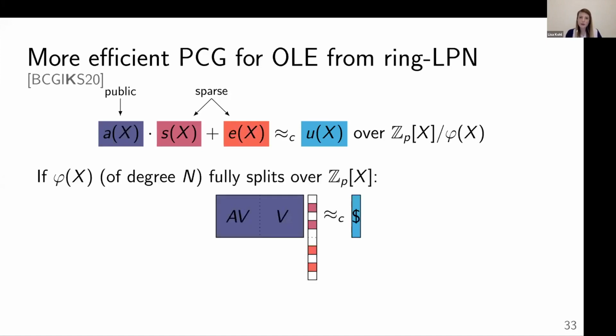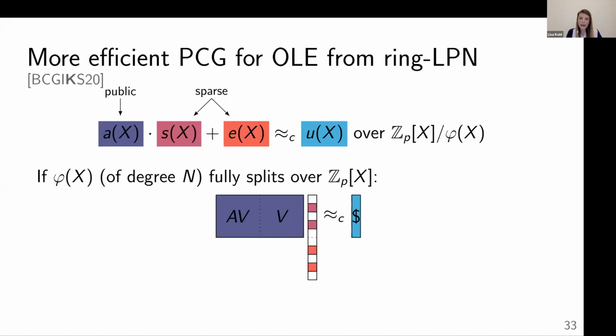And you can actually also put it in the picture that I had before, because if phi fully splits over F_p, then you can write it as going from the coefficient representation to the evaluation representation. You can use the Vandermonde matrix, consisting of all the evaluations at the roots of phi, and A is just like writing it like this. A just corresponds to the matrix representation of the polynomial A. So this of course depends on how phi looks.